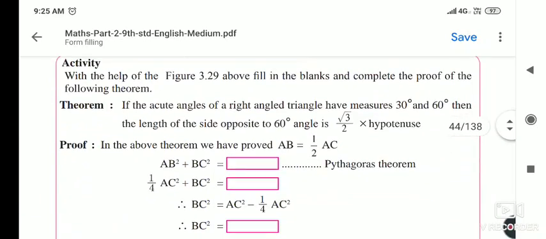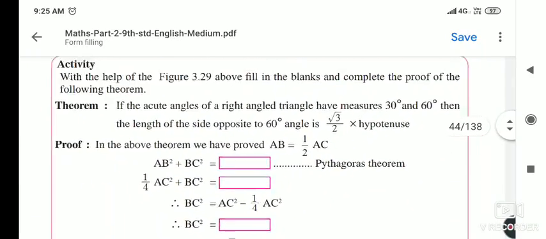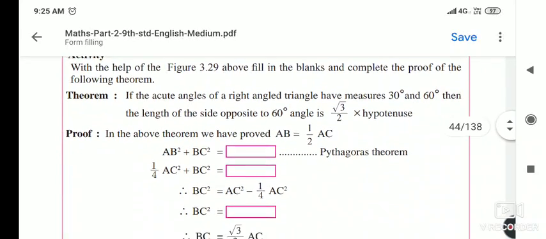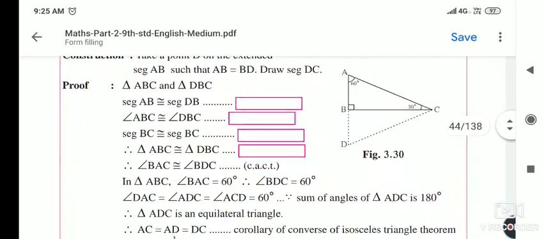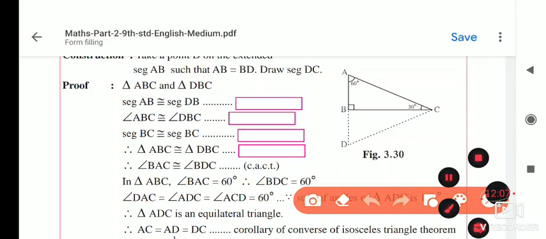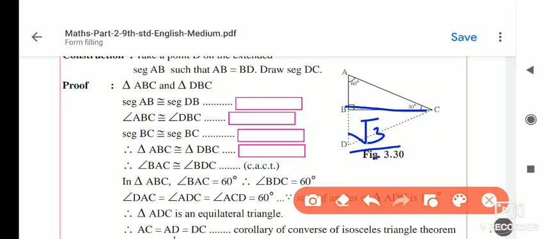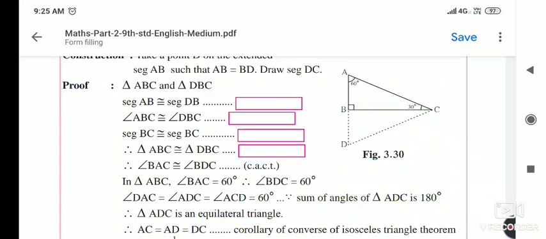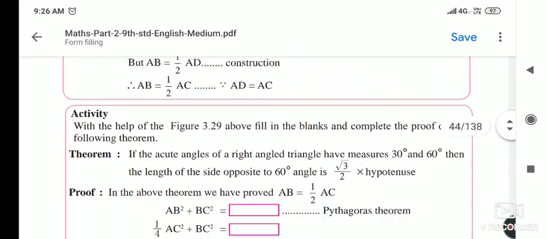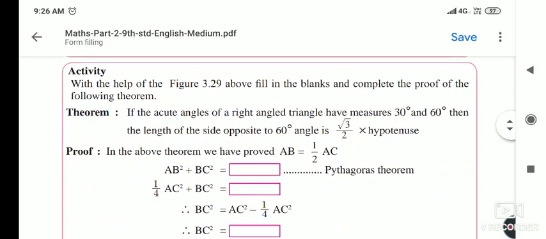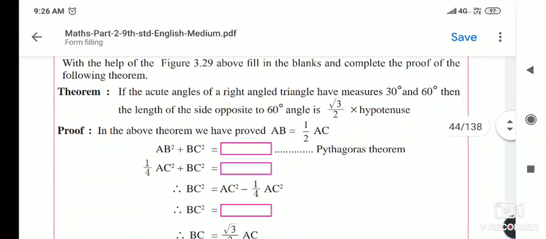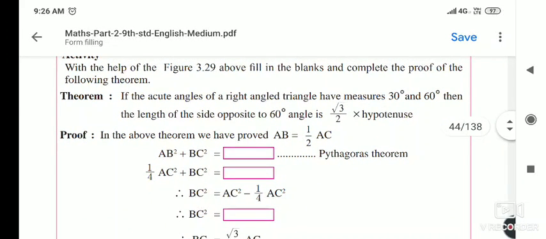Now after this activity, one more activity is there. This activity is to show that the side which is opposite to 60 degree, which is the side BC, is root 3 upon 2 of the hypotenuse. That we have to prove now. So for that, with the help of figure 3.9, we have to use the same figure. Fill in the blanks and complete the proof of the following theorem.